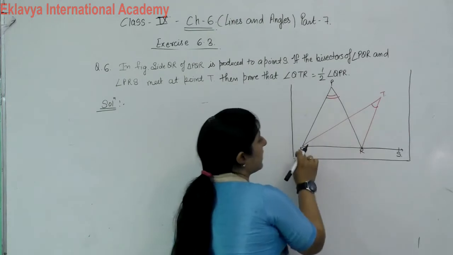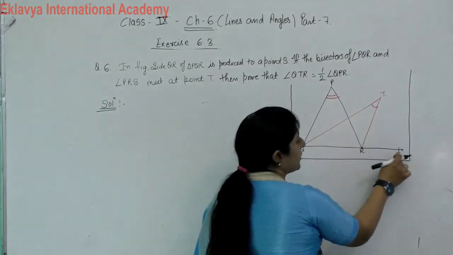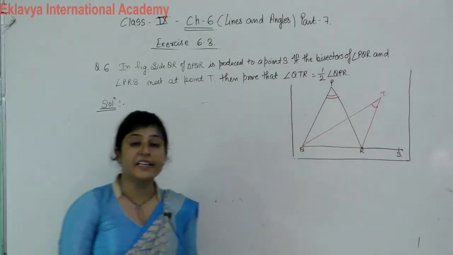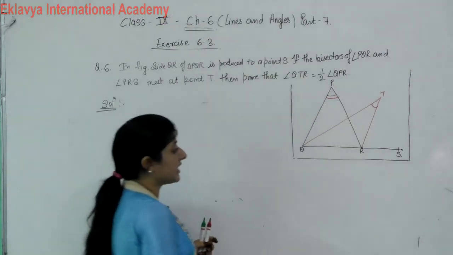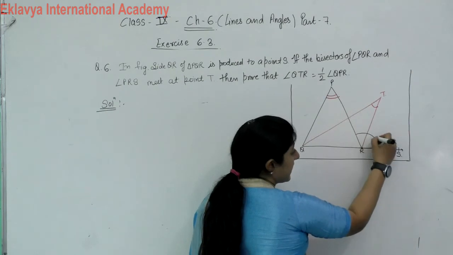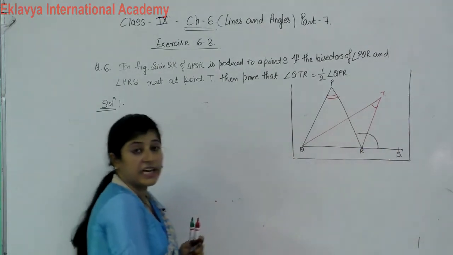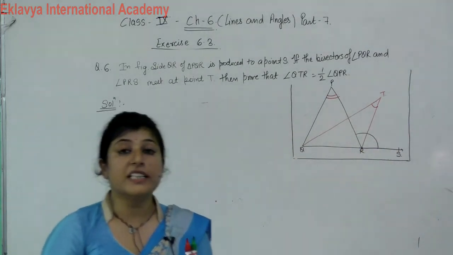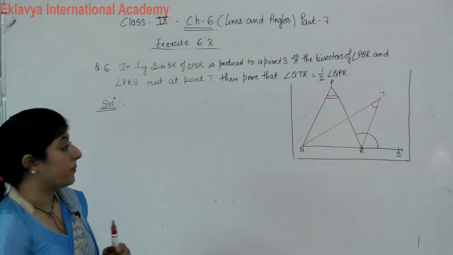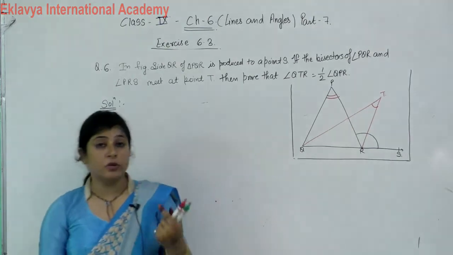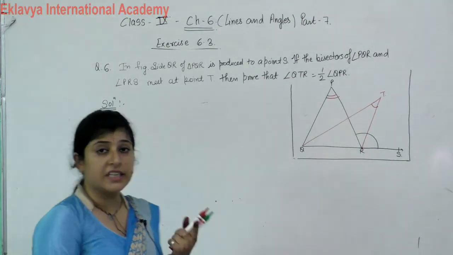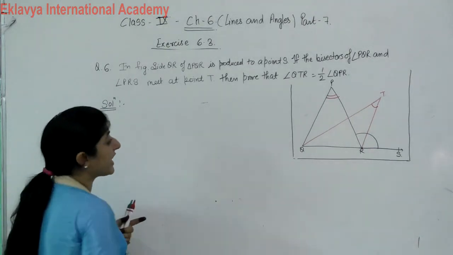In triangle PQR, QR is produced to S. Whenever a side is produced in a triangle, it forms an exterior angle. It means this angle is the exterior angle. And what is the exterior angle property? That the exterior angle is equal to the sum of the two interior opposite angles. So what can we write down?